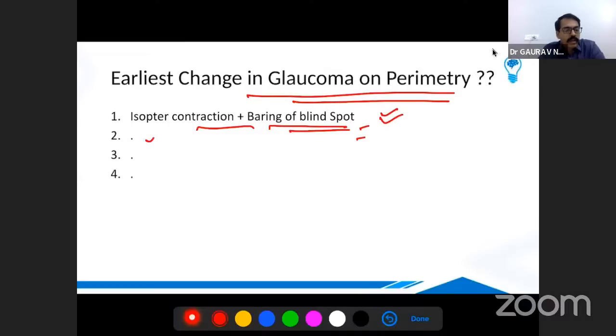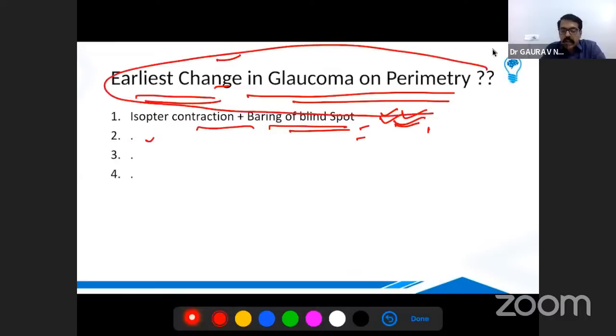True about perimetry. See, isopter contraction and baring of blind spot is not specific to glaucoma, but it is the first change. So it would depend upon the question which was there. The exact language of the question, as we come to know in the next 2-3 days, would determine the choice.